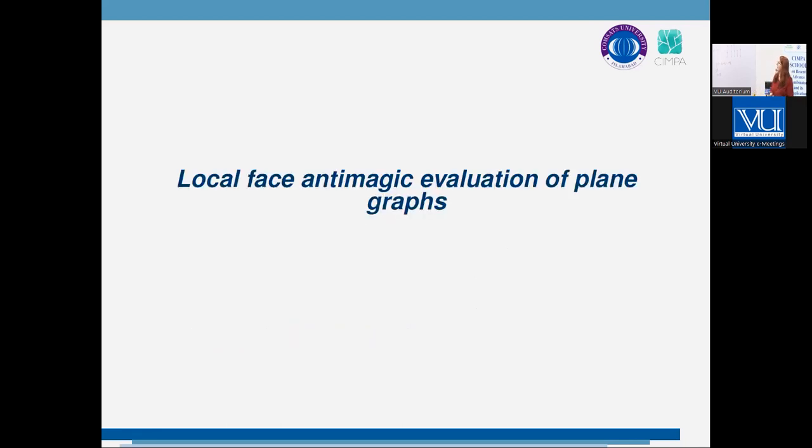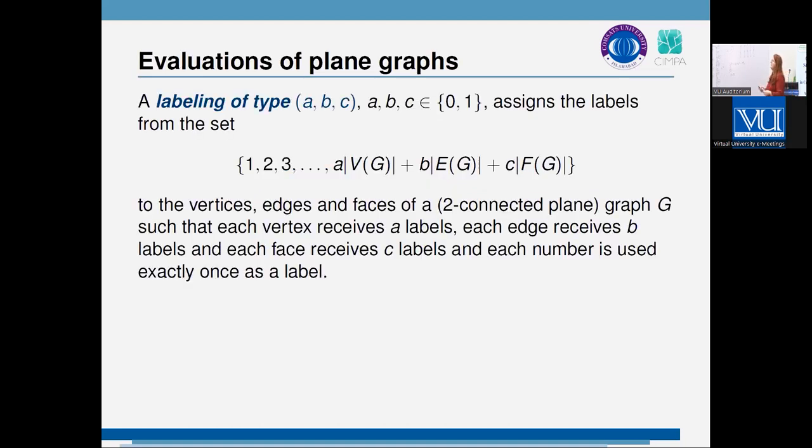Okay, so now we will deal with some variations of local antimagic labelings. Let me recall the definition of labeling of type ABC. Do you remember what labeling of type ABC is? We have a plane graph. We label edges, vertices, and faces like that.